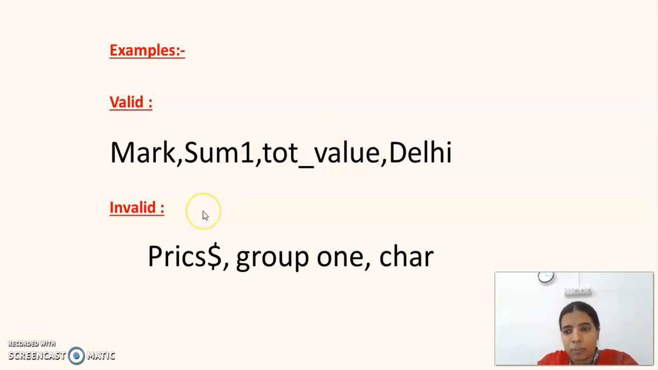Then coming to invalid variable names: anything which is a data type or a keyword. For example, char is a keyword, so it can't be used as a variable name. Therefore this is invalid. Next, the only special character allowed is underscore, so here we find a space, which is also not allowed. Therefore group 1 is not allowed because it uses a space, which is not valid. The next one is price$. This is also not allowed since the dollar sign also belongs to the non-accepted list. So this is also invalid.